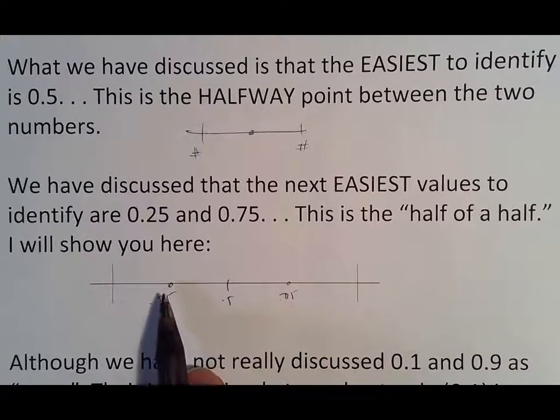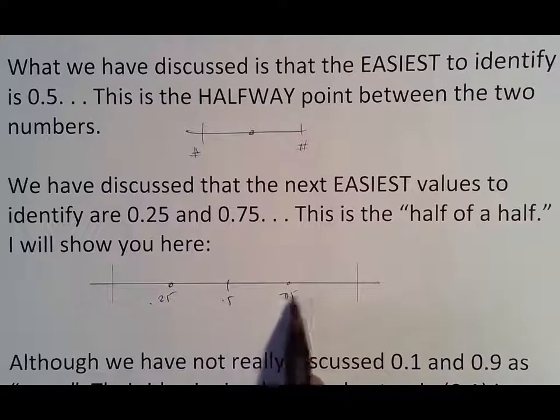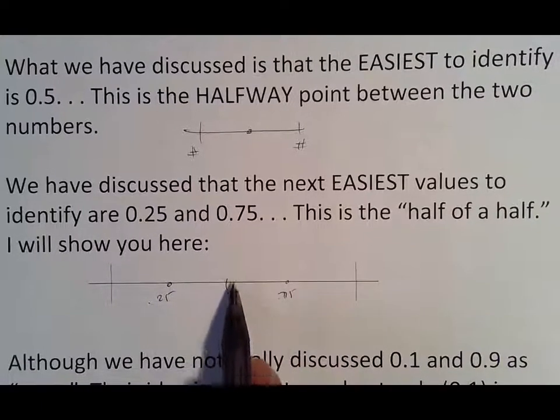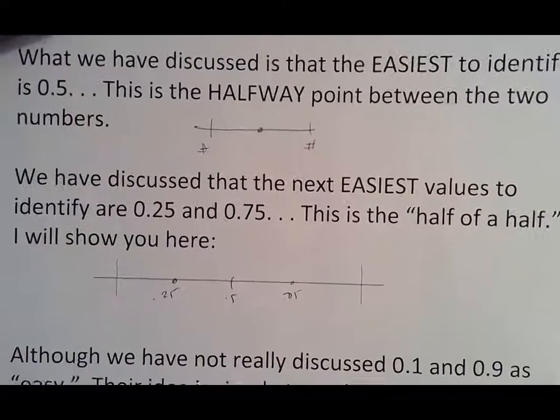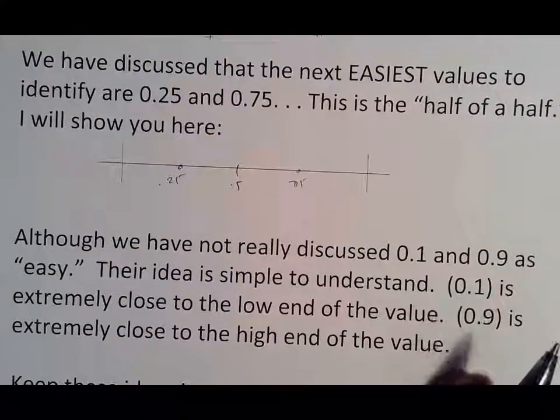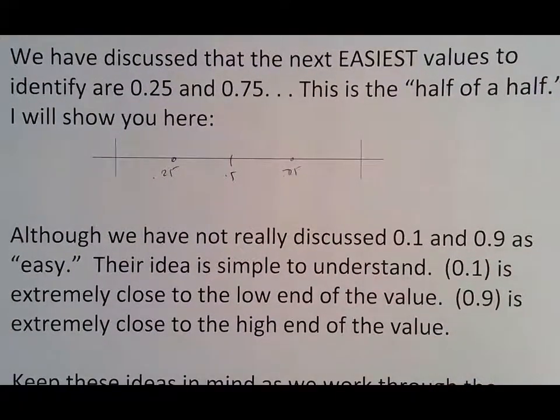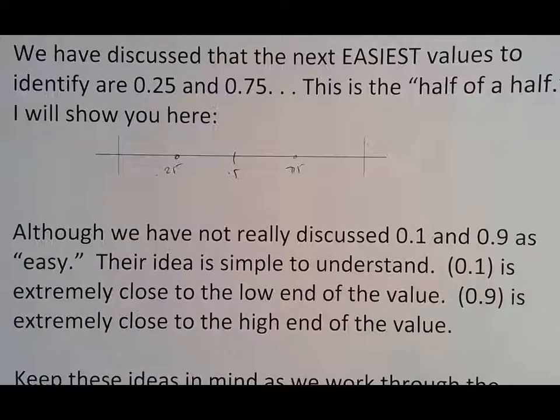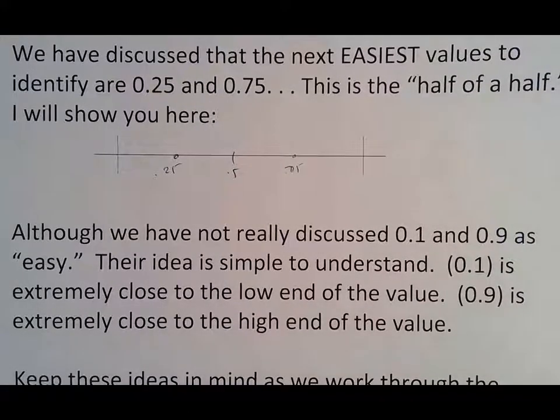So when you break it into fours, that's what you're doing: 25 cents, 50 cents, 75 cents, $1. Half of a 50 cent is a 25, or another quarter past that is going to be 75. Although we have not really discussed 0.1 and 0.9, I have mentioned that their ideas are simple to understand.